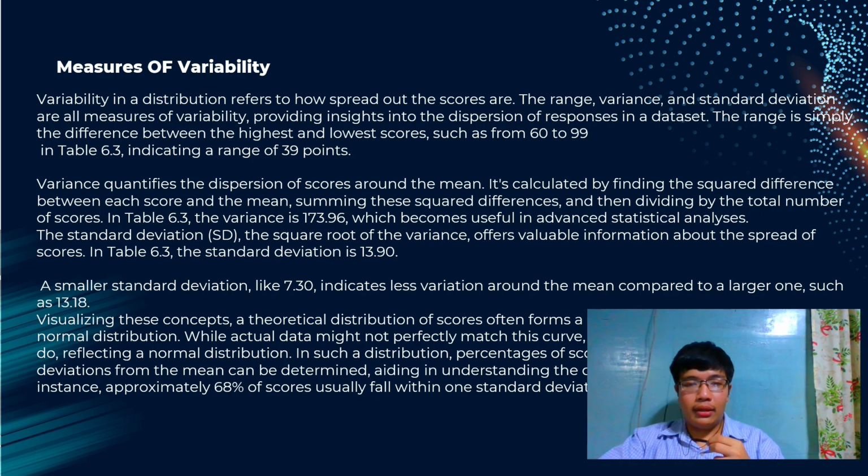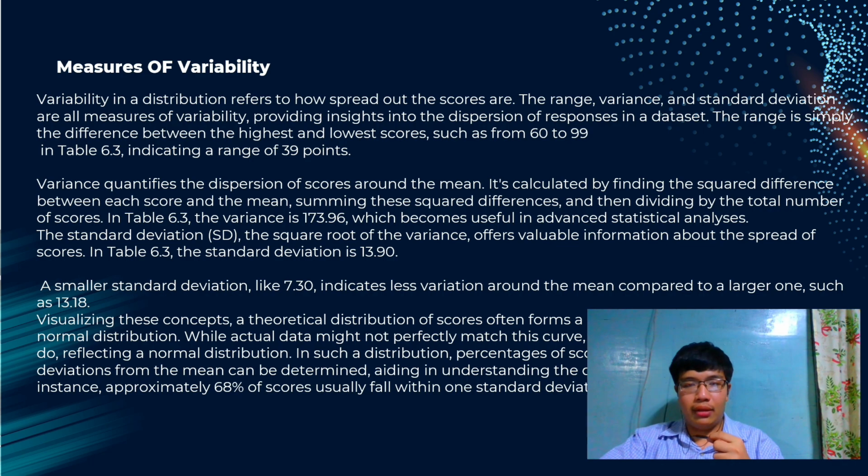Variance quantifies the dispersion of scores around the mean. It is calculated by finding the squared difference between each score and the mean, summing these squared differences, and then dividing by the total number of scores. In Table 6.3, the variance is 173.96, which becomes useful in advanced statistical analysis.